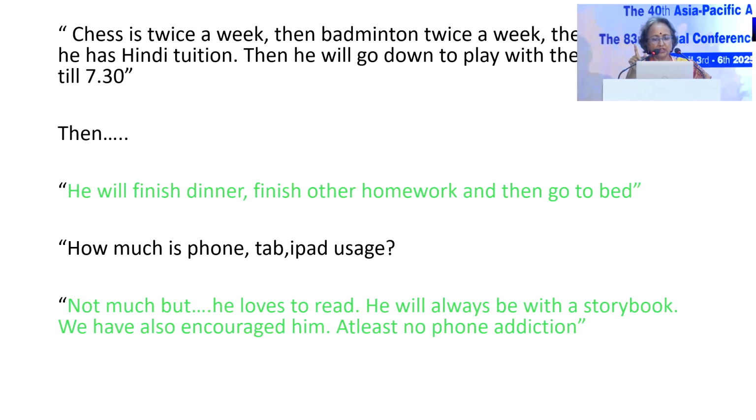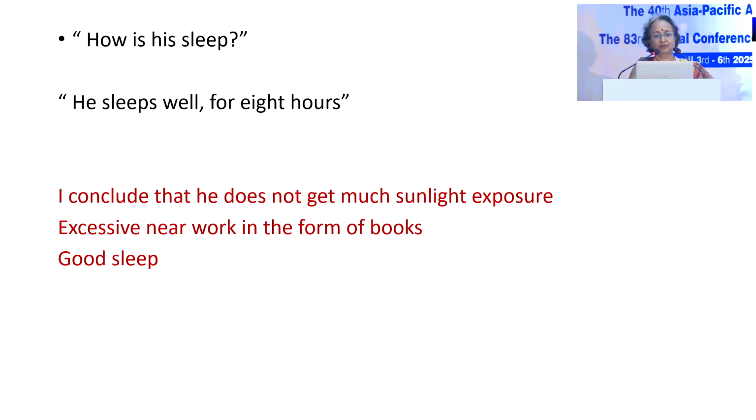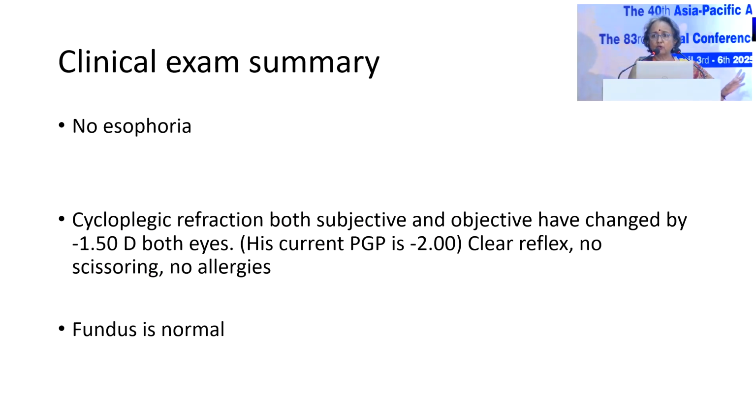Okay, how much is phone, tab, iPad usage? Not much, but he loves to read. He will always be with a storybook. We have also encouraged him. At least no phone addiction, no. How is his sleep? Oh, he sleeps really well, 8 hours. So I conclude that he does not get much sunlight exposure, excessive near work in the form of books, but good sleep.